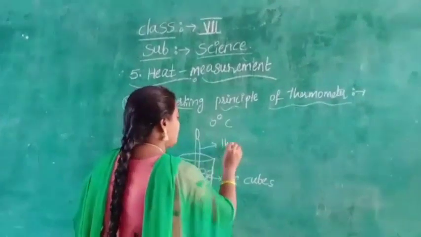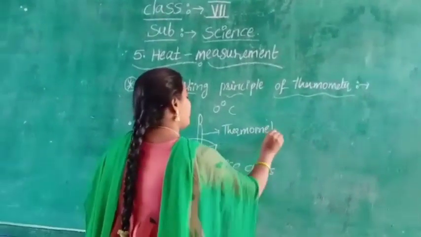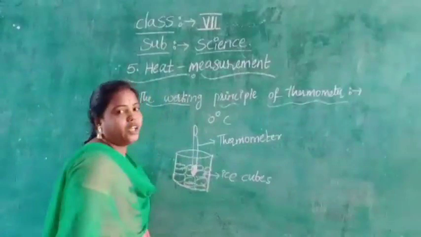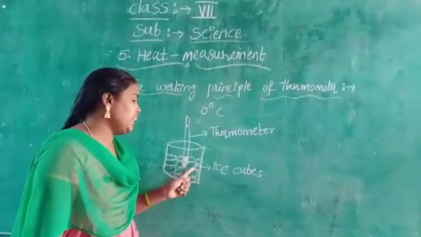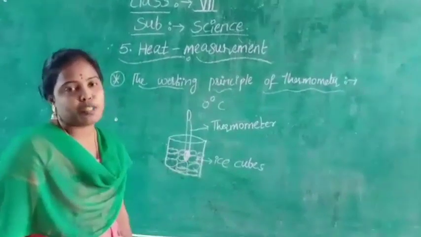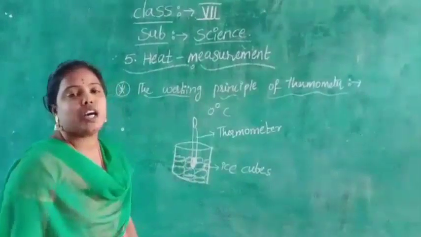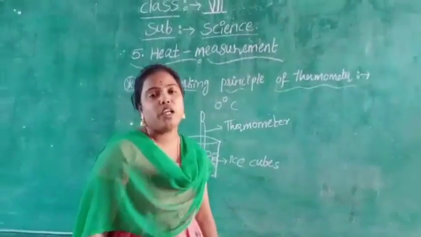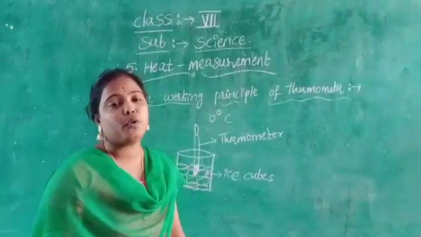This is the thermometer. Imagine, I am drawing roughly what I told today about the thermometer. So take a thermometer, keep it in the ice cubes. What happens? Is there any change in the level of mercury? No.